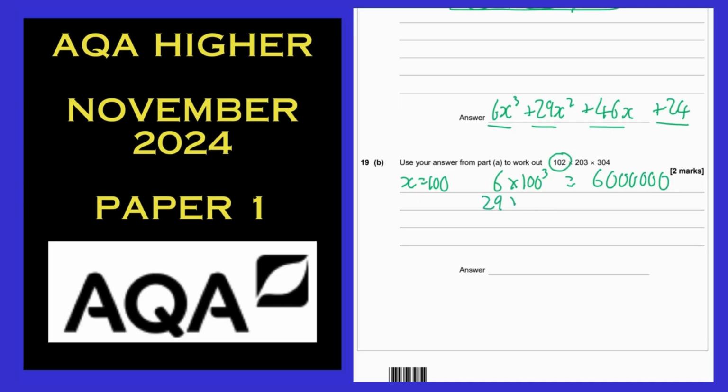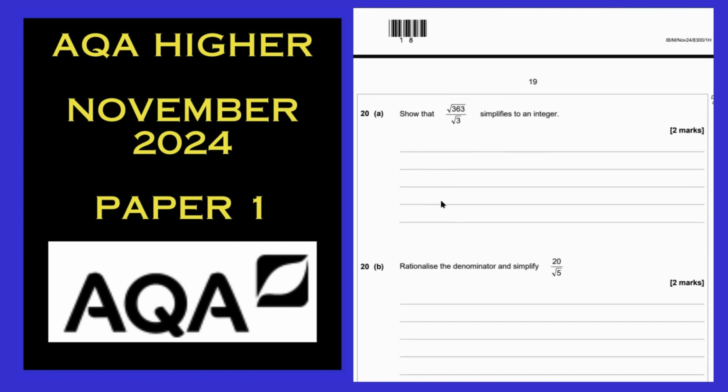We now have 29 lots of 100 squared. Try and line it up. That'll be 4 zeros with a 29 at the front. Then we have 46 times 100. That'll be 2 zeros with a 46 in front. And we've got a 24. And you'll notice it's a very easy sum to add up because there's never anything in the same columns. There's never anything adding up to more than 10, so no need to carry anything across. You can simply scan the digits as you see them. 6,294,624. Take a deep breath, because you're done.